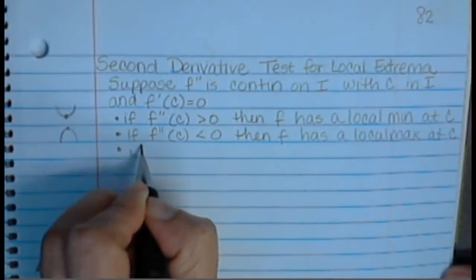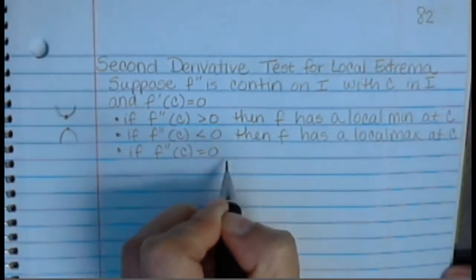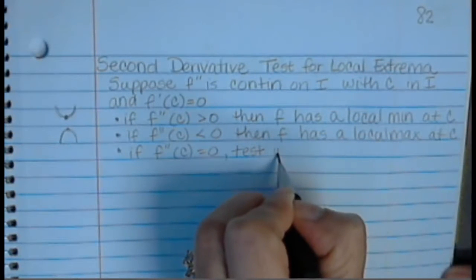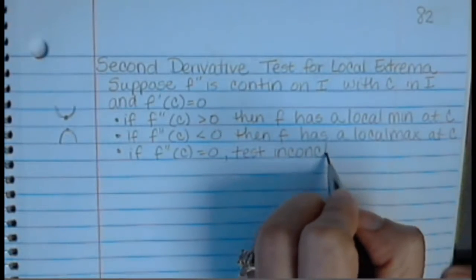However, if f double prime of c equals 0, then this test doesn't tell you anything. So the test is determined to be inconclusive. So it doesn't tell you anything about the extrema.